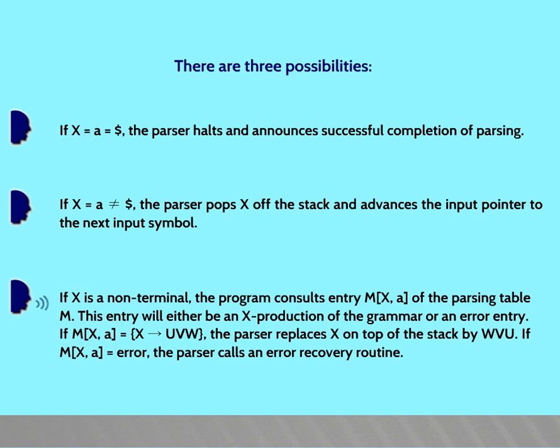If X is a non-terminal, the program consults entry M[X, a] of the parsing table M. This entry will either be an X production of the grammar or an error entry. If M[X, a] = {X → UVW}, the parser replaces X on top of the stack by WVU. If M[X, a] = error, the parser calls an error recovery routine.